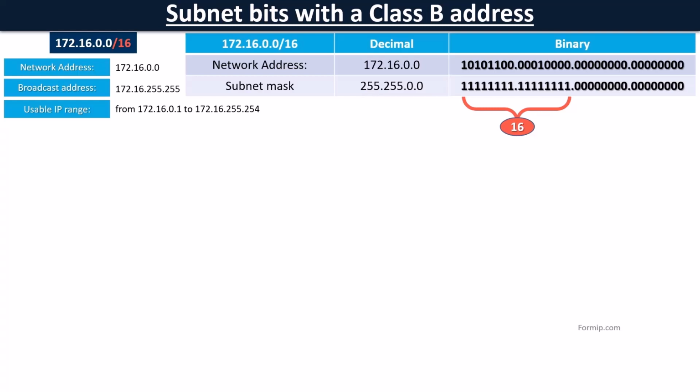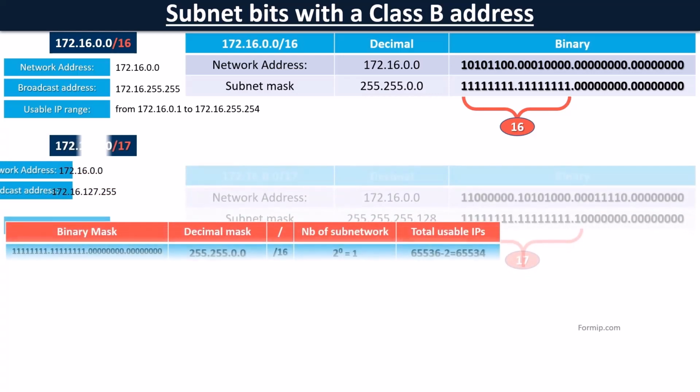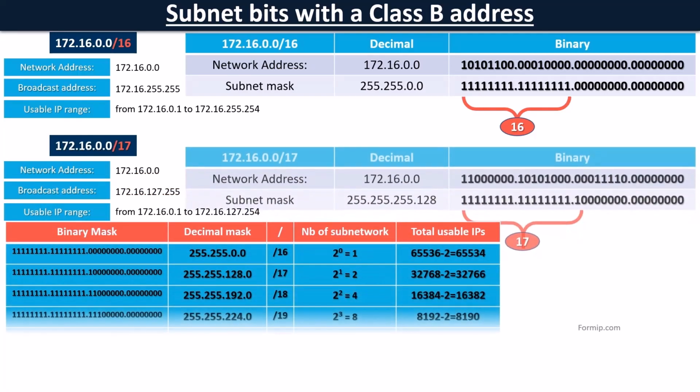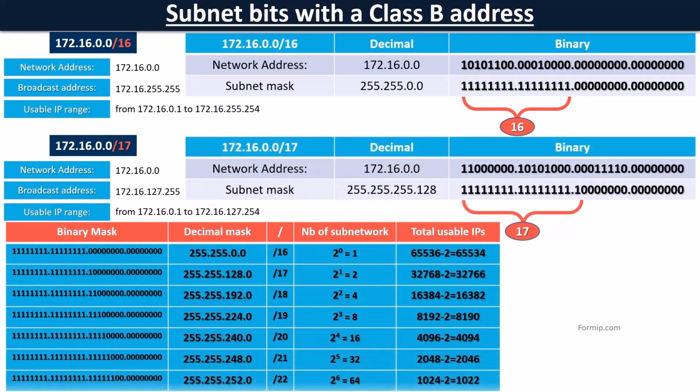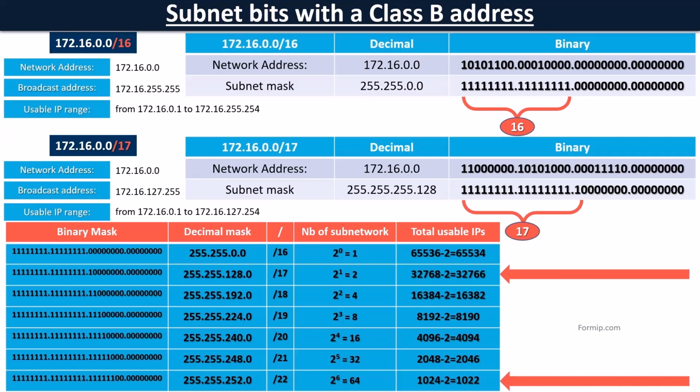If we want to cut this network in two, we will also have to borrow a host bit. As with a Class C address, each bit borrowed doubles the number of subnets. The prefix length changed from /16 to /17, we now have 2 subnets which can each contain 32,766 usable IPs. You can see that if we borrow 6 bits from a Class B address, this makes it possible to have 64 subnets of 1,022 IPs that can be used for equipment.